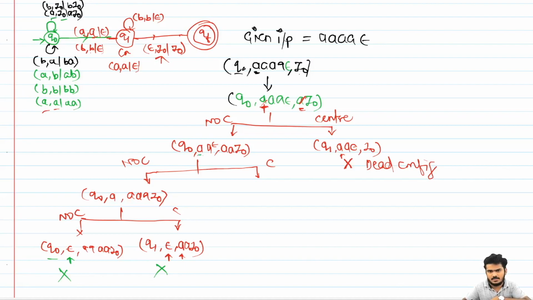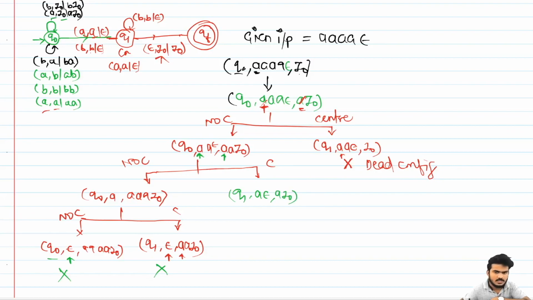Suppose I am considering that the center has come. So this will become Q naught. Okay, the center has come, so we are moving to Q1. So let's write here Q1, and for this particular A, this A is popped. So this will become Q1, A. Epsilon is the remaining input and the remaining stack alphabets are A, Z naught.